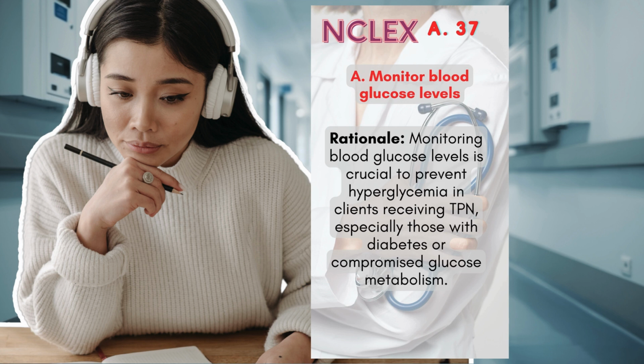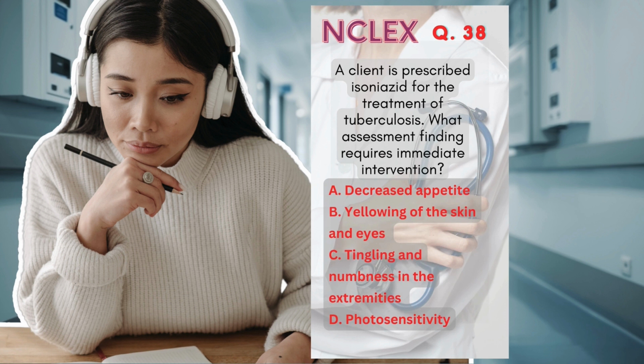Answer. A. Monitor blood glucose levels. Rationale. Monitoring blood glucose levels is crucial to prevent hyperglycemia in clients receiving TPN, especially those with diabetes or compromised glucose metabolism. Question. A client is prescribed isoniazid for the treatment of tuberculosis.